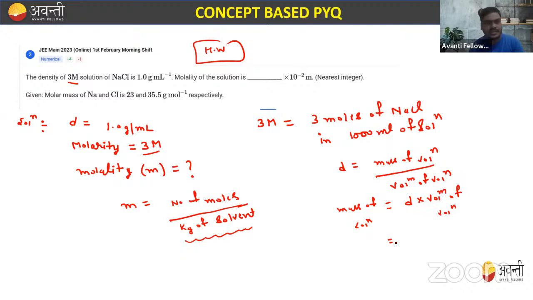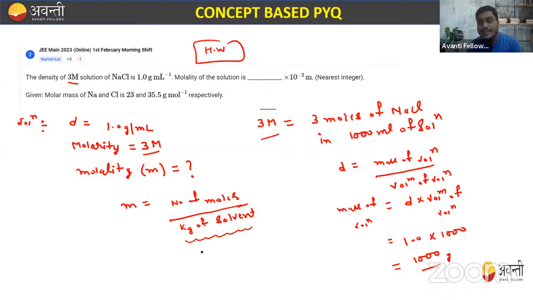We know the density. Density is given, that is 1.0 gram per milliliter. And volume is also given, that is 1000 ml. We found this from 3 M: 3 moles of NaCl in 1000 ml of the solution. So from here we can easily calculate that its value comes out to be 1000 gram. So this is the mass of the solution, that is 1000 gram. Okay, so the mass is found.